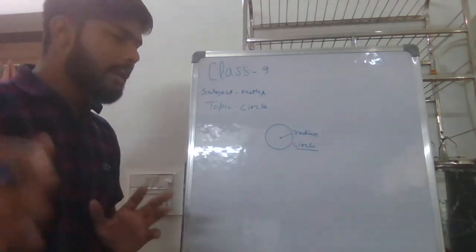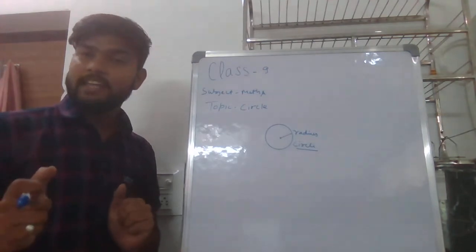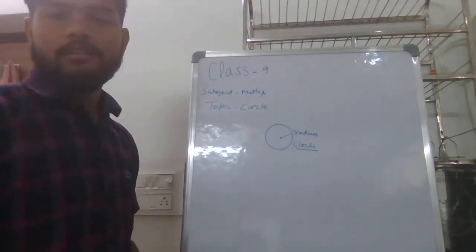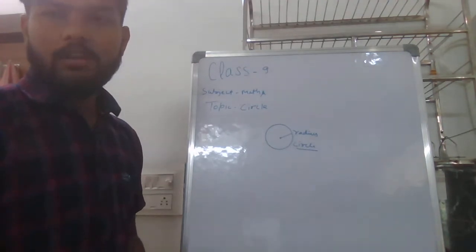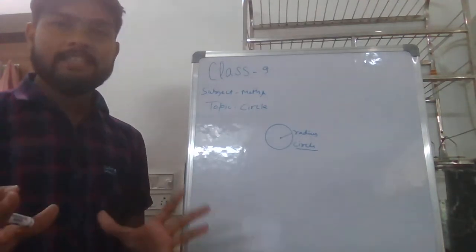Okay, you have to tell me whether the statement is true or false. Yes, very good. So here we can see that the statement is true. Okay, so moving further. Now we have to draw a circle.